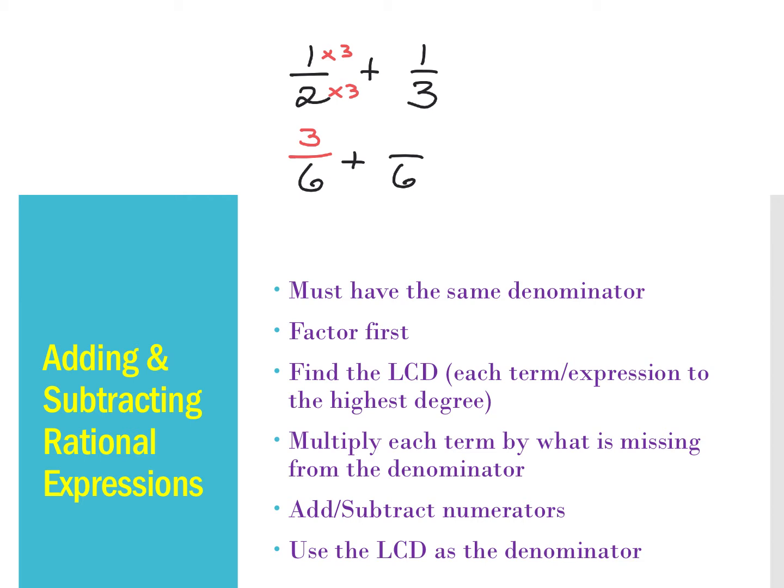And then for the 1/3, to make it have a common denominator of 6, times both the numerator and the denominator by 2. And now we just add the numerators. We're doing the same basic idea that we just did, but instead now our fractions, our rational expressions, are going to have polynomials.